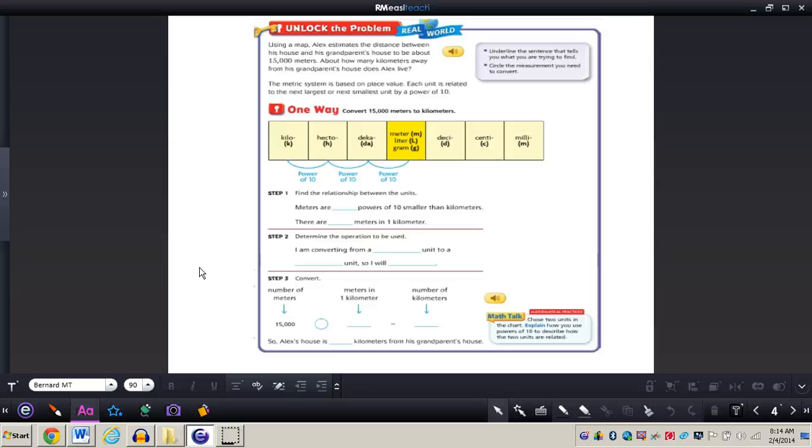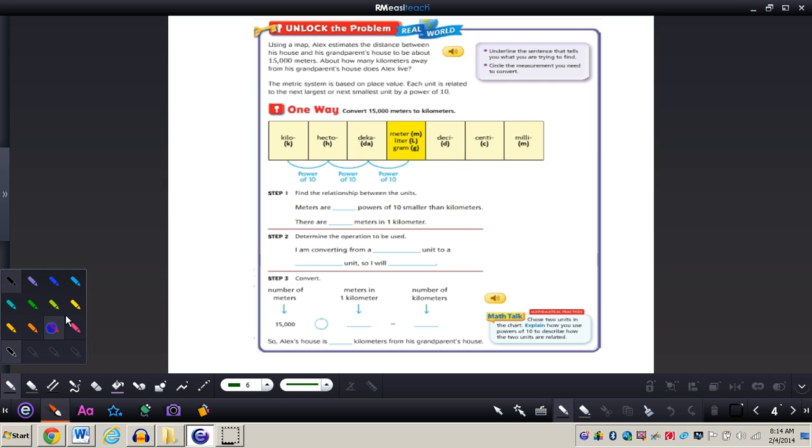Now, meters always deals with length, okay? So about how many kilometers away from his grandparents' house does Alex live? Okay, so what we need to do is convert 15,000 meters to kilometers. We can take our table, and we know that kilometers are 3 powers of 10 greater than 1 meter.